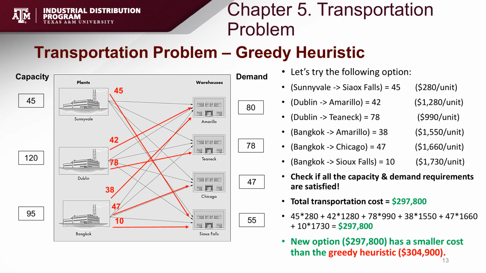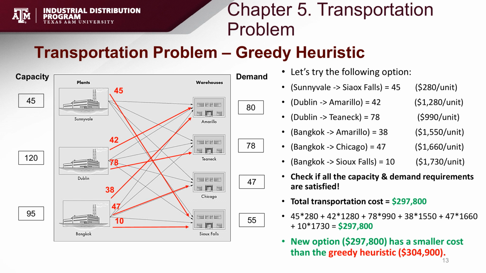First, check that it's feasible. Every plant ships exactly its capacity and every warehouse gets exactly its demand. It works. Now total the cost and it comes to $297,800, basically $7,000 cheaper than Greedy. And that proves the point. The Greedy heuristic was not optimal. A cheaper plan existed. Greedy just couldn't see it.